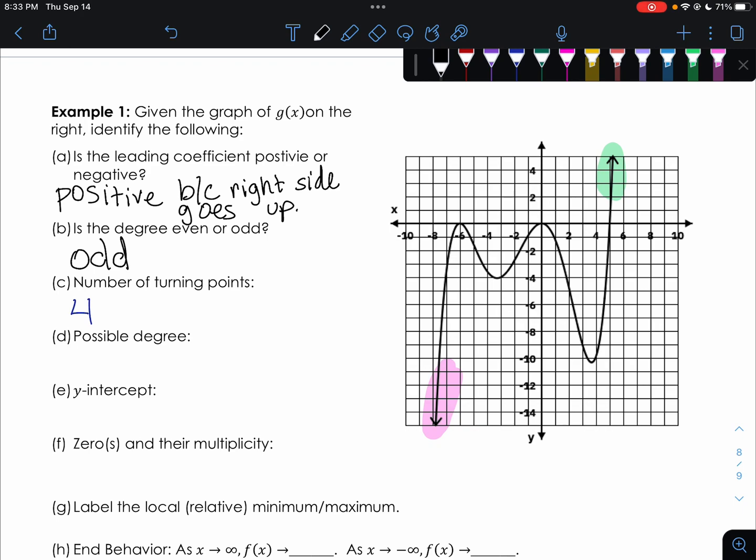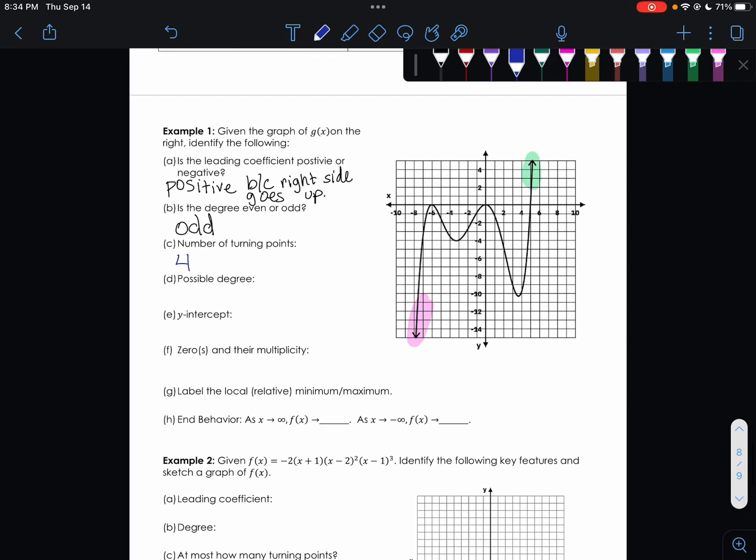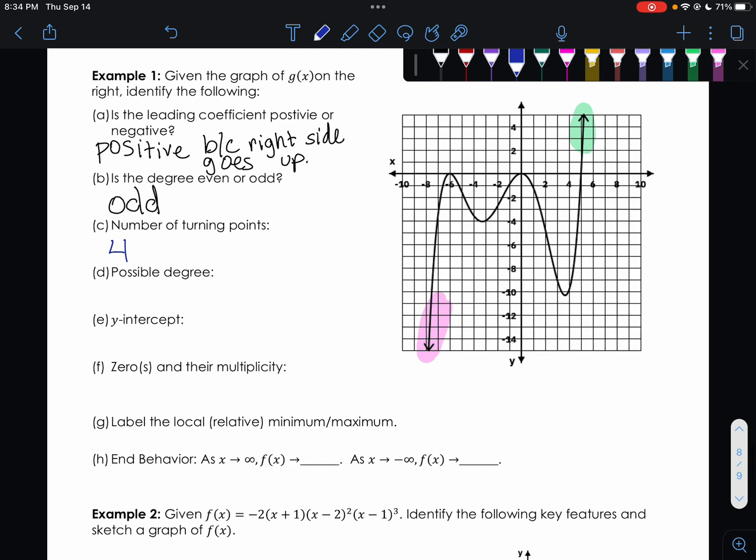Then it says to label, oh nope, we want the possible degree. So up here I told you that if we have a graph and I know how many turning points, if I subtract 1, I can have the degree. Oh, sorry, I messed that up. This should be plus 1. Then I can have the degree. So I have 4 turning points. If I add 1, that means a possible degree is 5. It could be more than 5. It could be less than 5 if it's 3, but we won't know just yet.